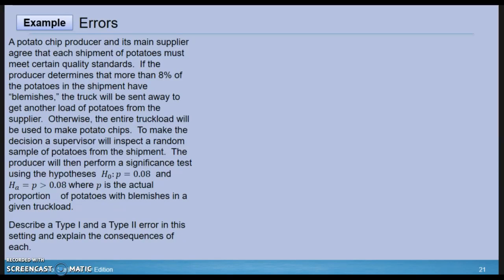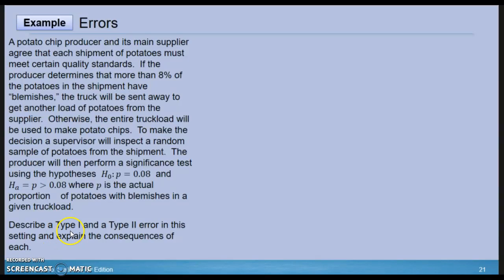So the null hypothesis is that the proportion of potatoes would be 0.08. So if you look back in your reading where it says, if the producer determines that more than 8% of the potatoes in the shipment have blemishes, that's where they're getting that 0.08 from. So they're saying that p, the actual proportion of potatoes with blemishes, is equal to 0.08. So that means that's what they're claiming. And then our alternative, so if he determines that there's more than 8% with blemishes, that's why our alternative is more than 0.08, because if he finds more than 0.08 with blemishes, then he's sending the truck away, or he should at least. What we're going to look for is the type 1 and type 2 error in this setting, okay?